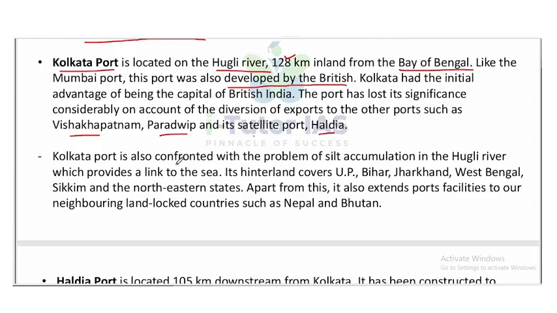Kolkata port is also confronted with the problem of silt accumulation on the Hooghly River, which provides a link to the sea. Its hinterland covers UP, Bihar, Jharkhand, West Bengal, Sikkim and the northeastern states. Apart from this, it also extends port facilities to our neighboring landlocked countries such as Nepal and Bhutan.